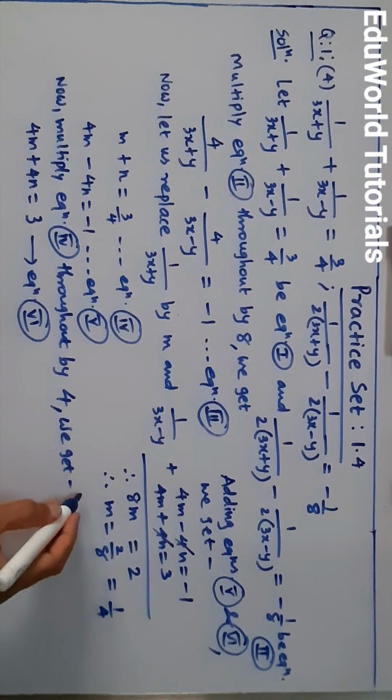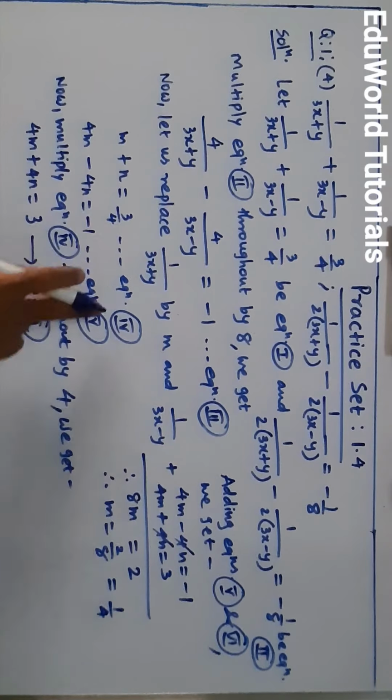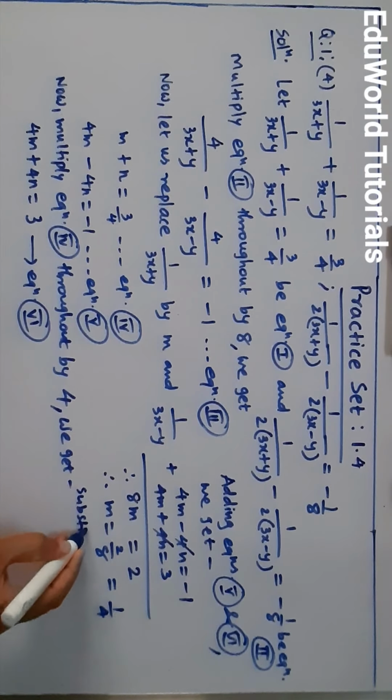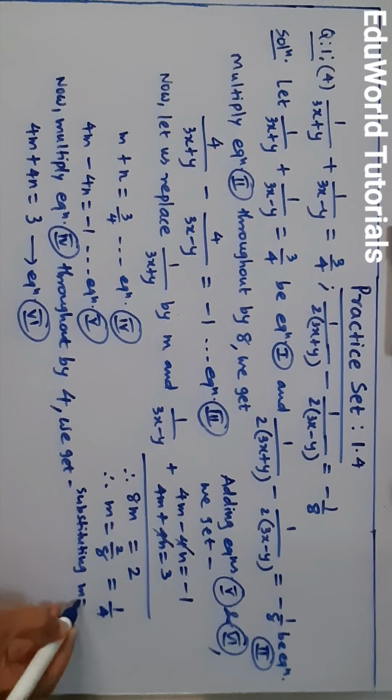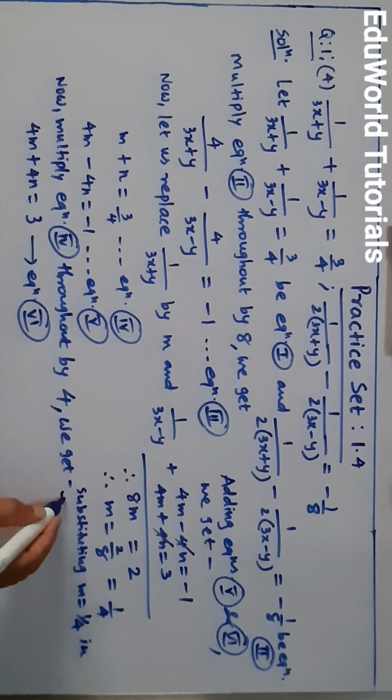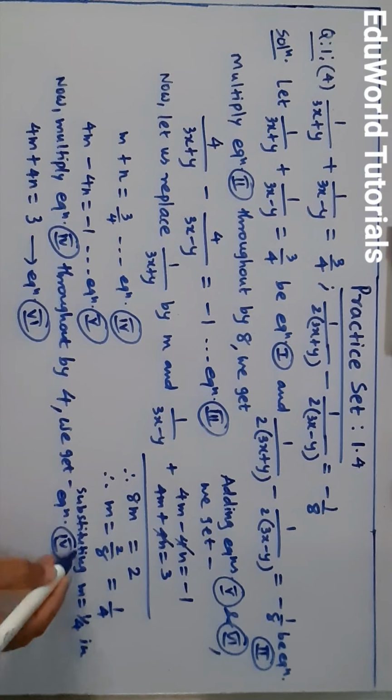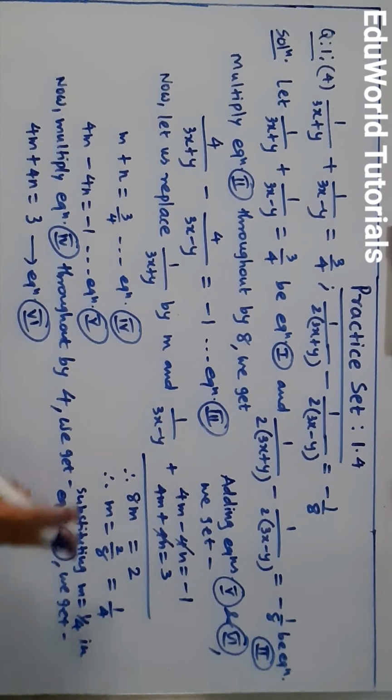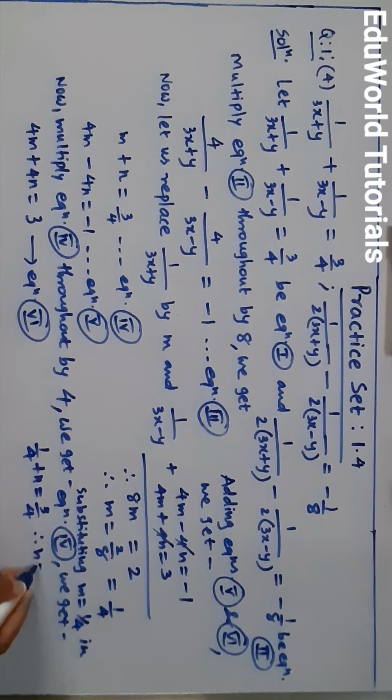And then to get n, what do I have to do? Substituting the value of m in equation number 4. So substituting m equal to 1 upon 4 in the 4th equation, I will get 1 upon 4 plus n is equal to 3 upon 4. Finally, n is equal to 3 upon 4 minus 1 upon 4, which is equal to 3 minus 1, 2 by 4. So the value of n is 2 by 4, which cancels to 1 upon 2. So the value of n is 1 upon 2.